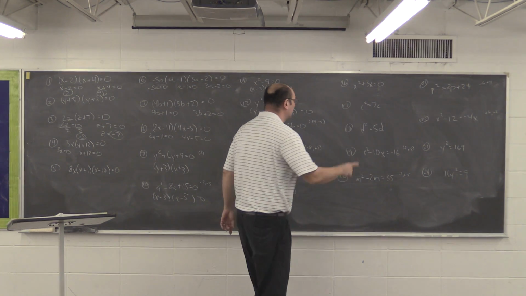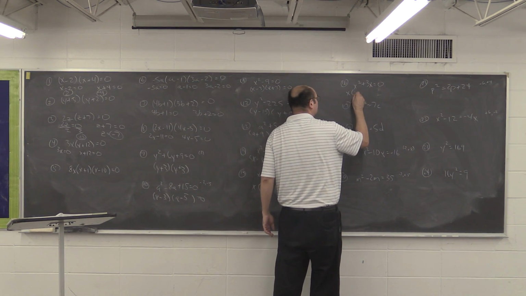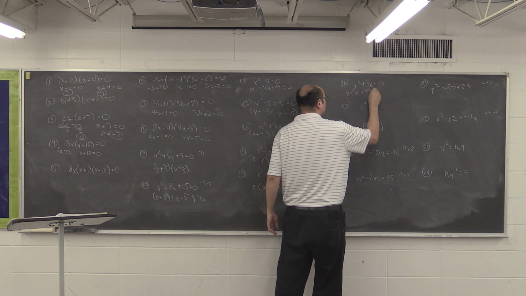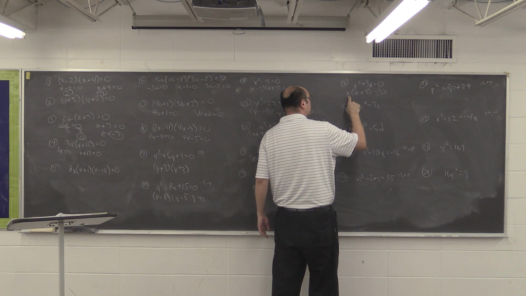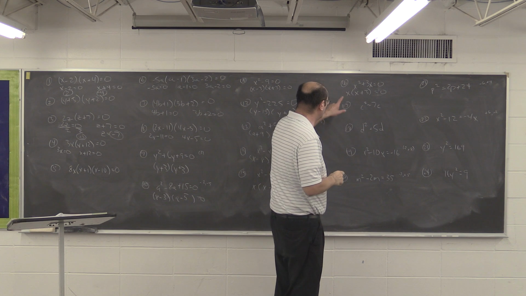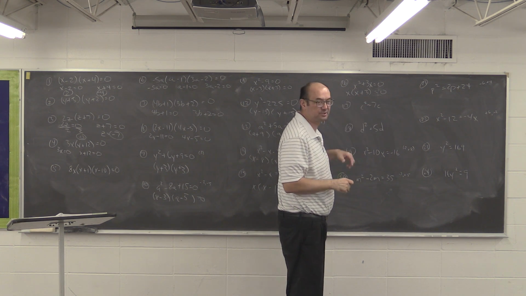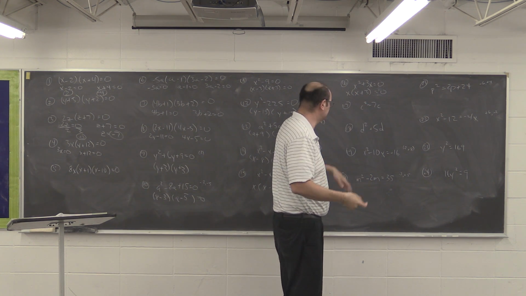Number 16, we're going to pull an x out here. So we've got x times x plus 3 equals 0, right? You can only pull one x out. So we let x equal 0, we let x plus 3 equal 0. We have two answers there.